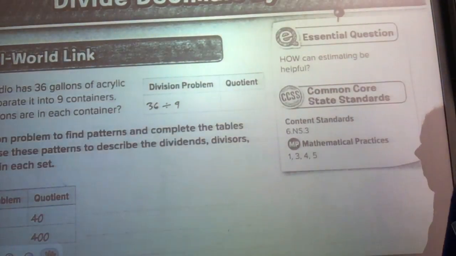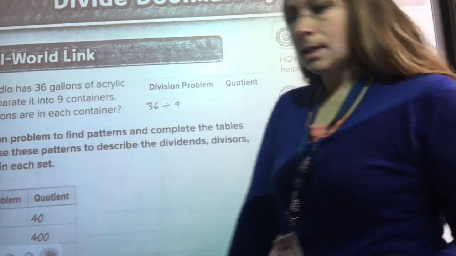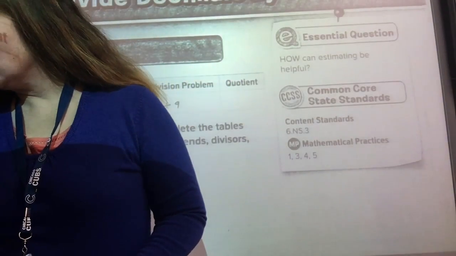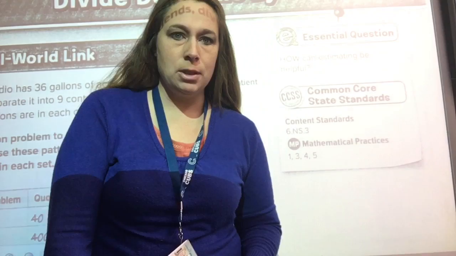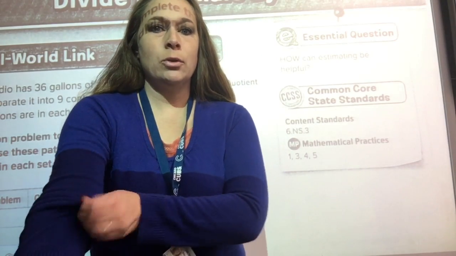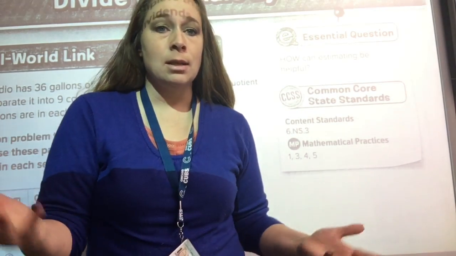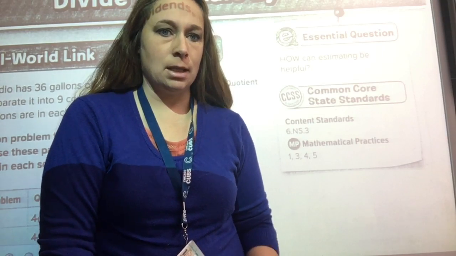All right, today we are going to be starting dividing decimals by decimals. This is lesson 8 in your Glencoe book, page 239. If you're not there, please make sure you get there now. We are doing decimals by decimals, so our objective is I can multiply decimals by decimals.